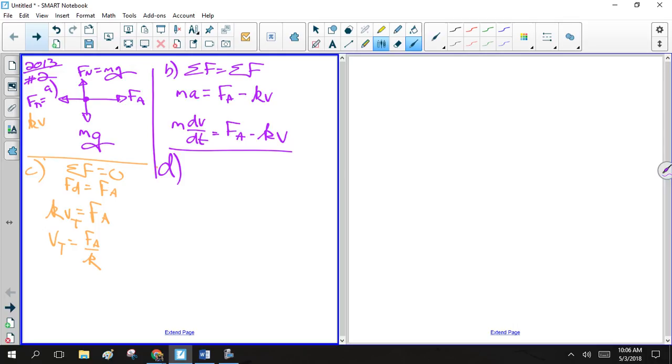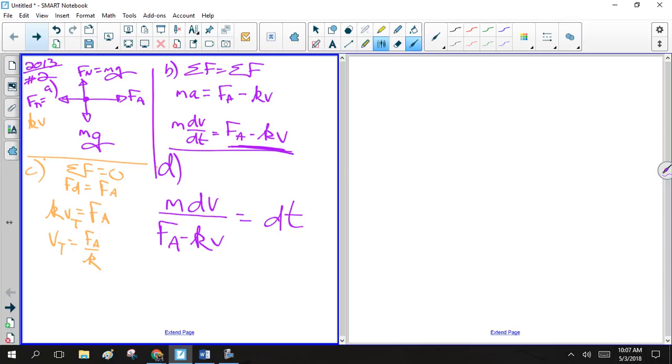So, first step, help out, you guys. What's the first step here? Separate your variables, right? Get all of the v's on one side and the t's, if there were any, on the other side. So I'm going to divide both sides by this mess and multiply by this. So you get m dv over applied force minus kv equals dt. You guys agree that that is the same as this?